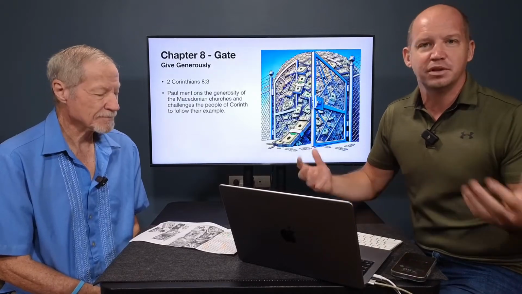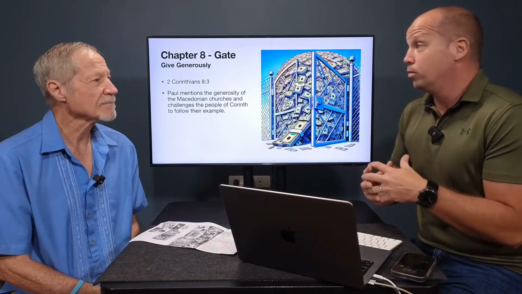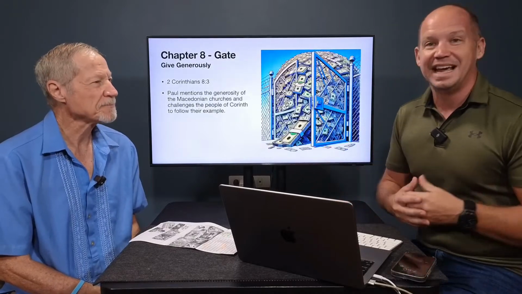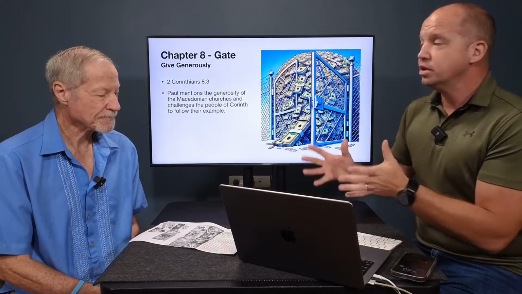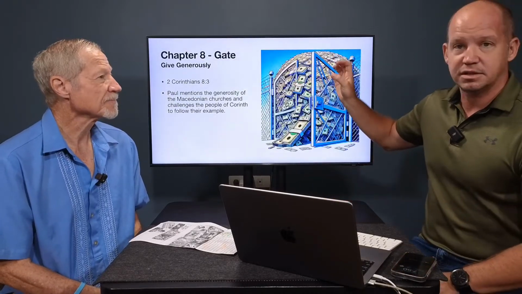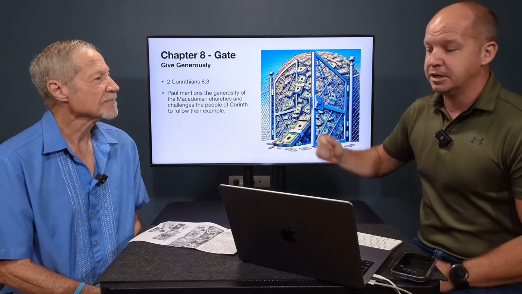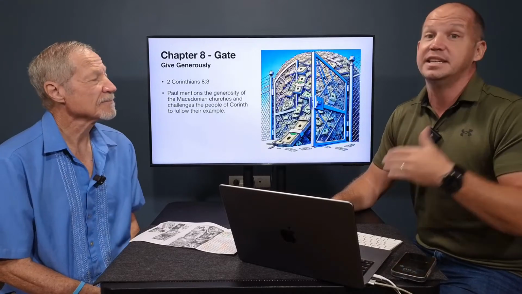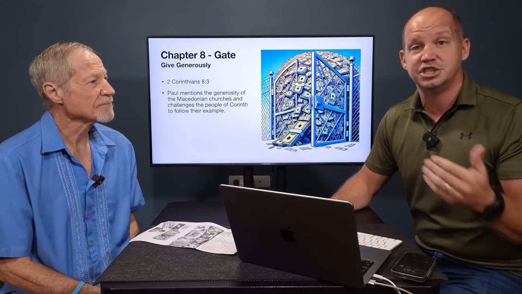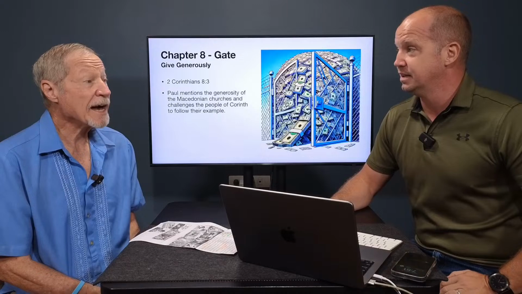He uses an example of the Macedonian church and how generous they were and says, hey, I want you to follow their example. All right, and it's important, I think, as we see this, you've got gate with give generously and the money here. The reason why it's important to remember give generously is because he continues this theme of giving in chapter 9. That's right. And 9 is a vine.